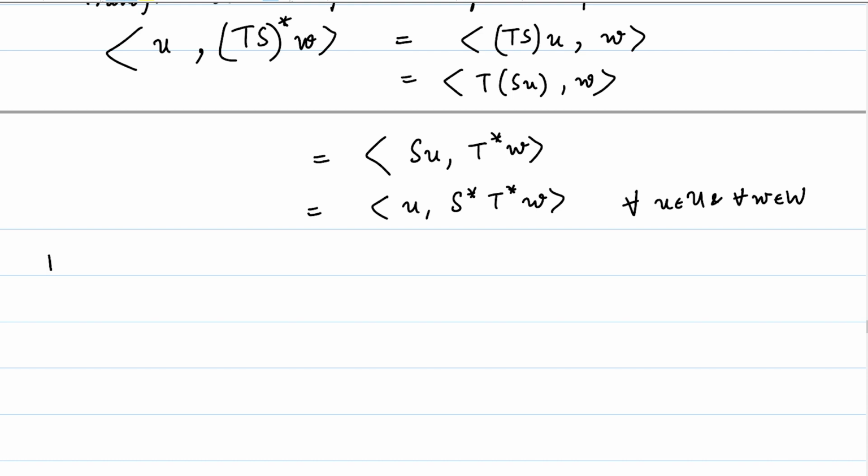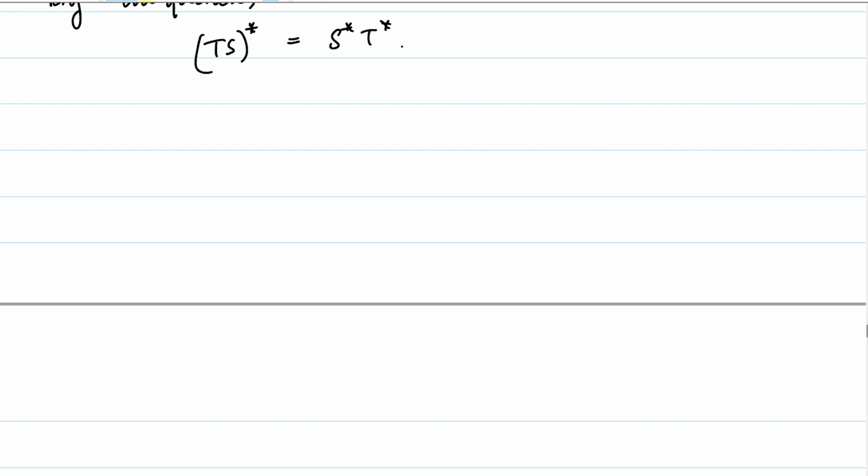So in particular, by uniqueness, I'll not write too much and I'll just say that (TS)* is equal to S* times T*. This is the way in which the adjoint behaves for compositions. Okay, how about the inverse?